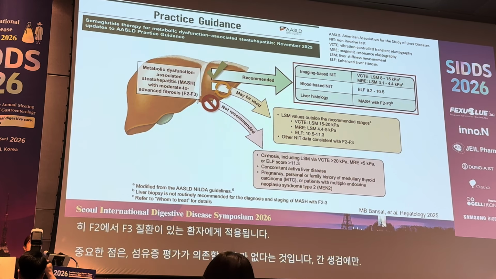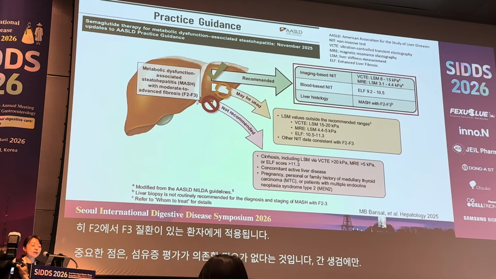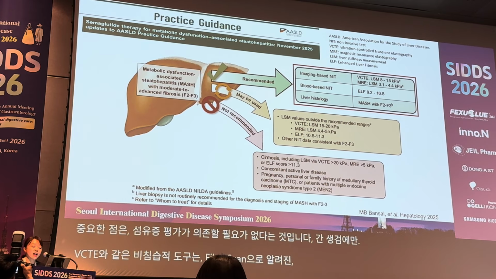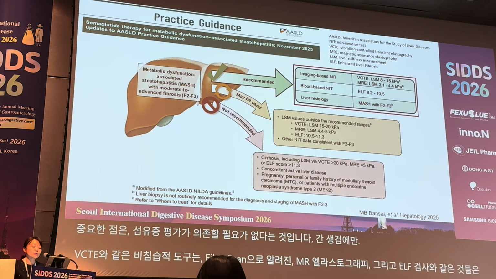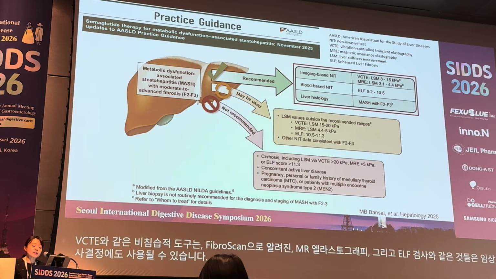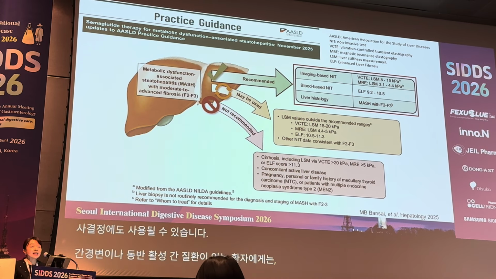Non-invasive tools such as VCTE, known as FibroScan, MR elastography, and the ELF test can also be used in clinical decision-making. For patients with cirrhosis or concomitant active liver disease, the use of semaglutide is not recommended.